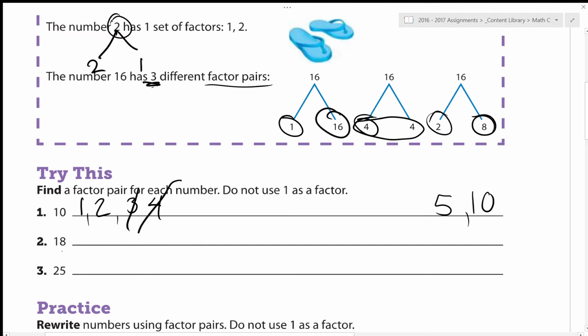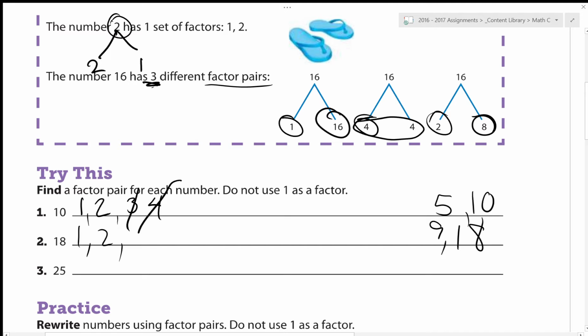So let's go ahead and do the same thing with 18. 1 times 18 equals 18. Then I'm going to try 2. 2 times what? I'm just going to honestly count on my fingers. 2, 4, 6, 8, 10, 12, 14, 16, 18. Right now I'm holding up 9 fingers. So 2 times 9 is 18.